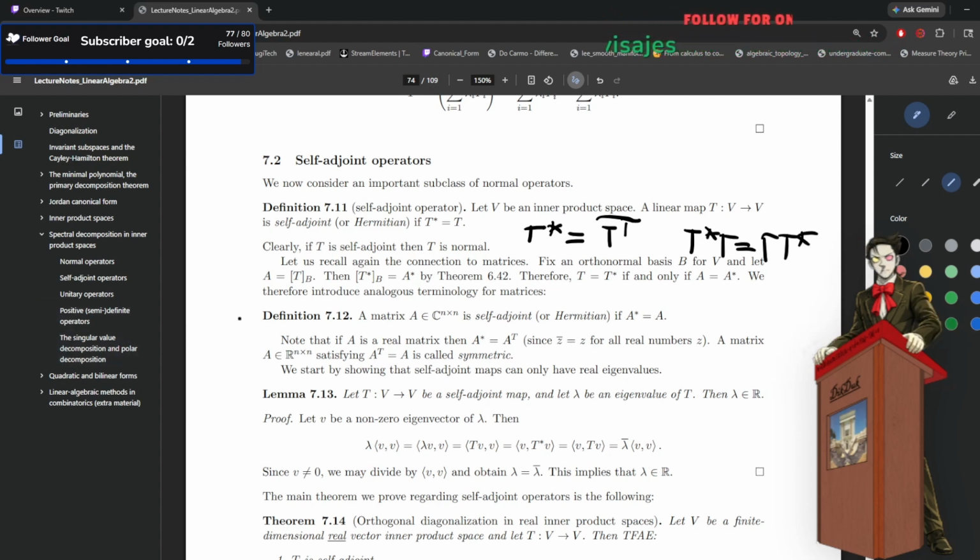Now, let us recall again the connection to matrices. Fix an orthonormal basis B for V, and let A be the matrix of the transformation in the basis B. Then the matrix of T star in B is A star by theorem 6.42. Therefore, T is equal to T star if and only if A is equal to A star.